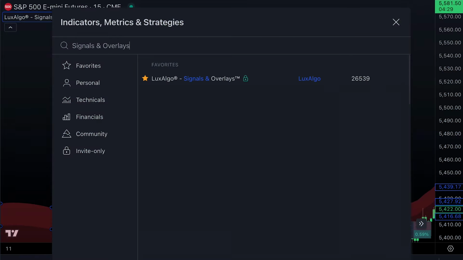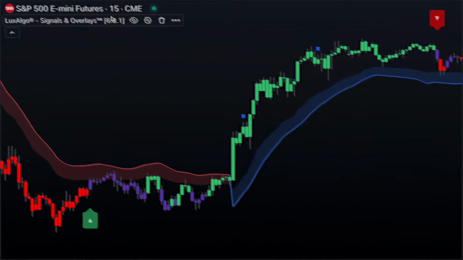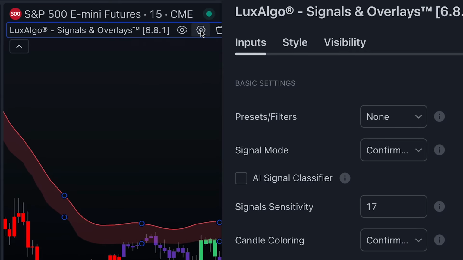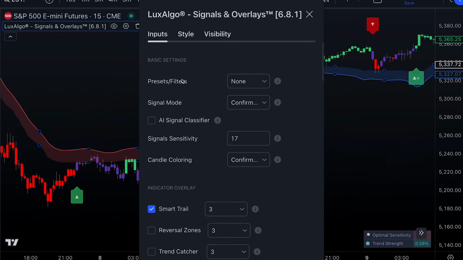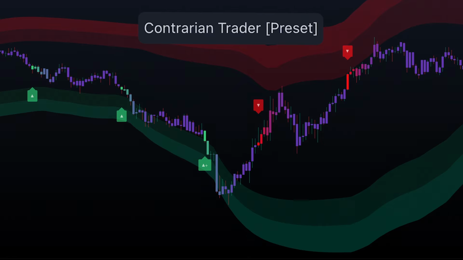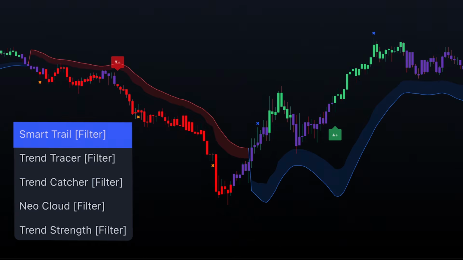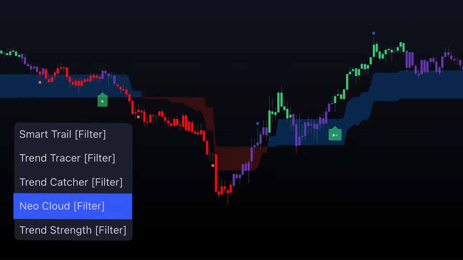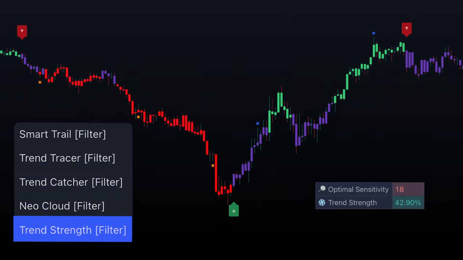First, let's add the Signals and Overlays toolkit to our chart. Now click the gear icon to go into settings. One of the first options you'll notice is presets and filters, which is set to none by default. Presets are tailored combinations of features based on different trading styles, while filters are used to remove unnecessary signals based on specific functions or overlays within the indicator.